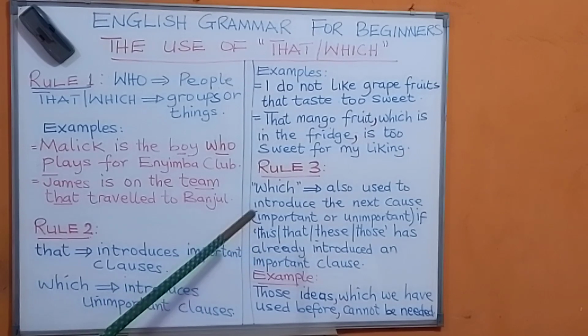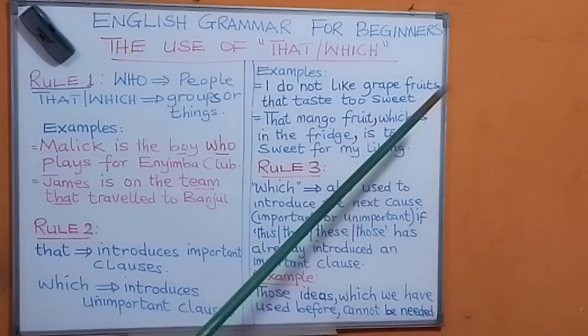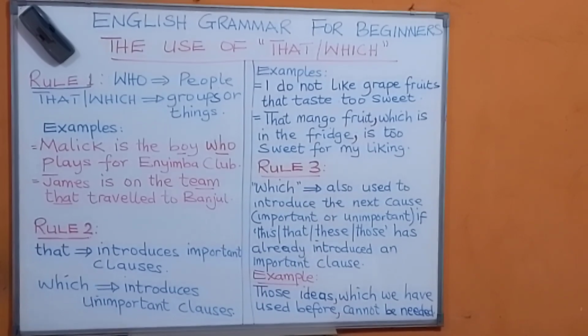Rule number three, which we can also use to introduce the next clause, whether it is important or unimportant, if this, that, these, those have already been used to introduce that important clause. For example, those ideas, which we have used before, cannot be used again. Or you say that is a decision you must live with for the rest of your life. In this case, you don't need to put a comma when you say with. That is the decision which you must live with. You don't have to put commas to surround which.